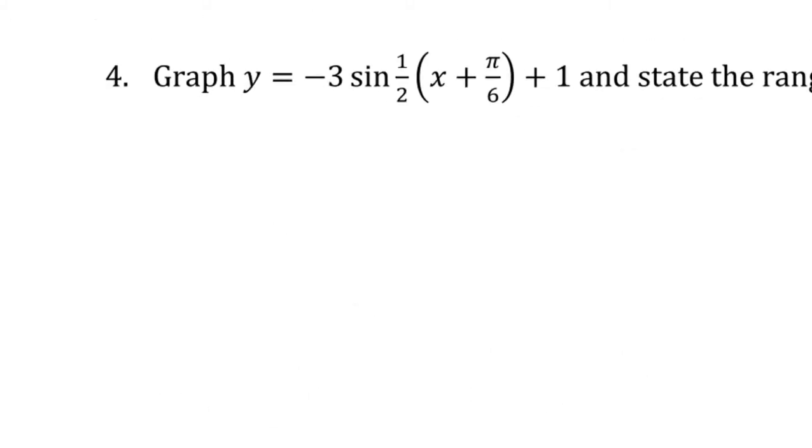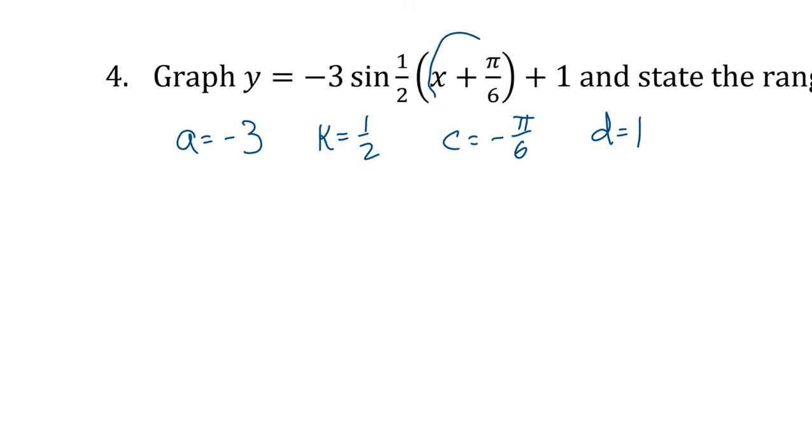And again, this always comes down to the A, the K, the C, and the D. So write them out. A is -3. K is 1/2. C is -pi by 6. D is 1. X plus pi by 6 is a shift to the left, which means C is negative.